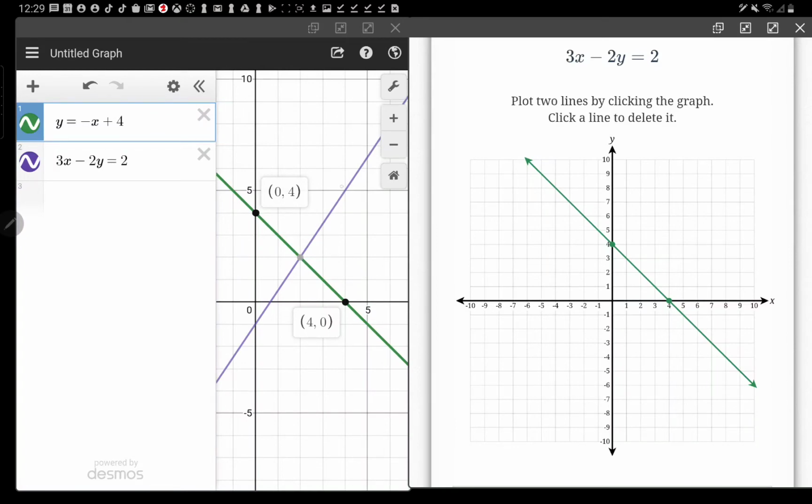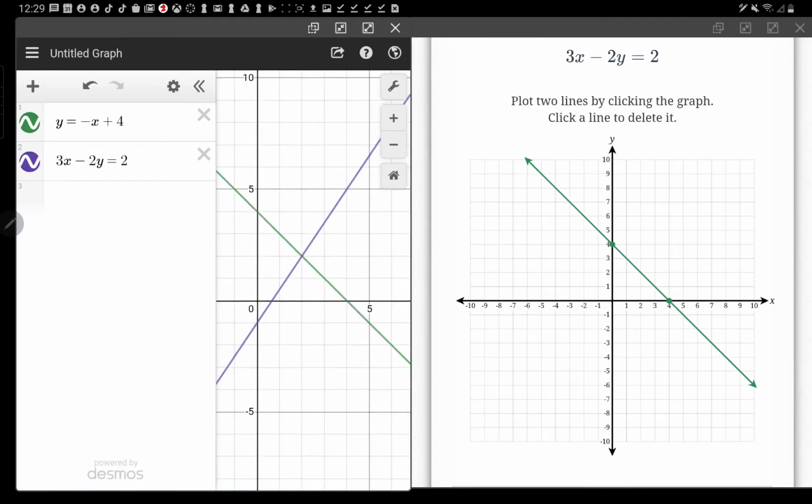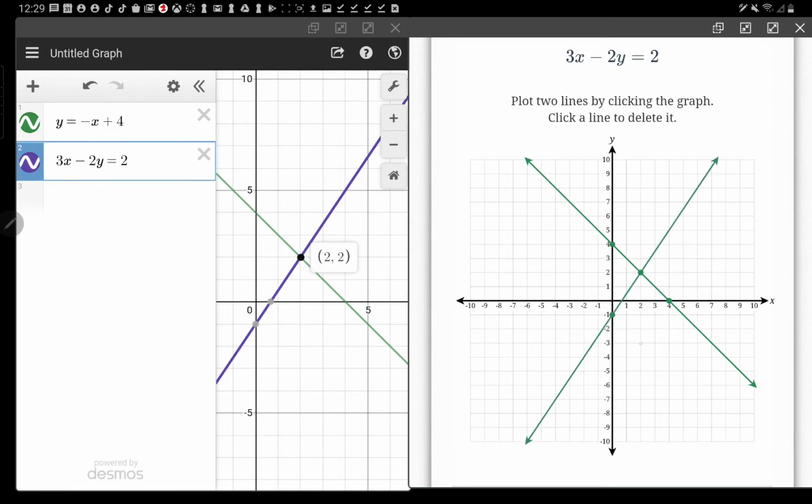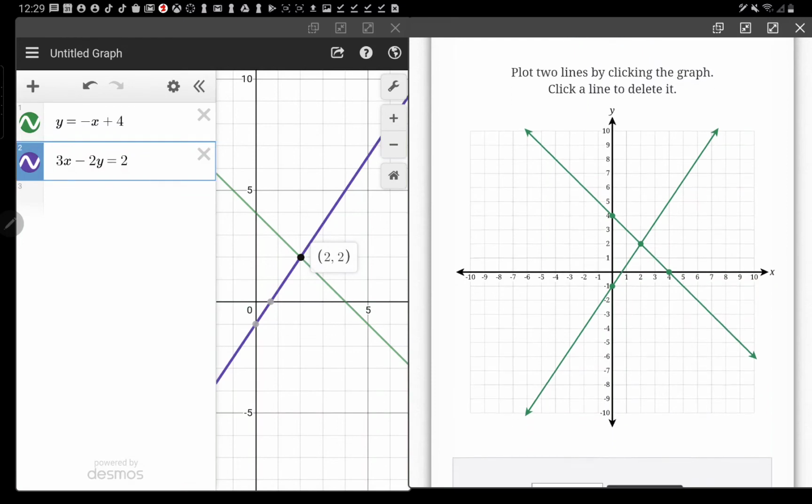Okay, then when we go to the second line, you want to select one of the intercepts. Okay, and then select the point where the 2 lines cross. You want to always select that intersection point last. So we have negative 1 and we have 2, 2, and that copied the line. Okay, now the solution is where those 2 lines intersect, which is 2, 2.